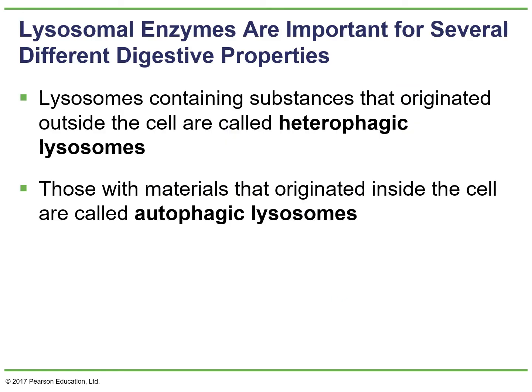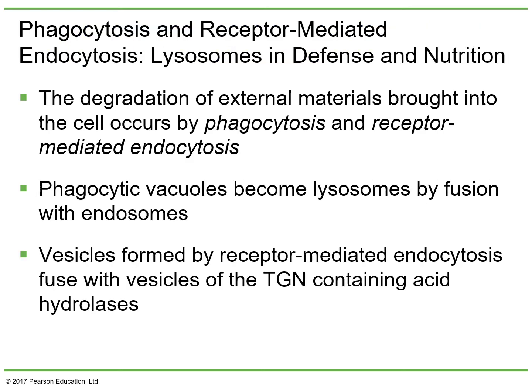Lysosomes that contain substances that originated outside the cell are called heterophagic lysosomes, and those whose materials originated inside the cell are called autophagic lysosomes. The degradation of external materials that are brought into the cell is possible by means of phagocytosis or by receptor-mediated endocytosis. In the meantime, the phagocytic vacuoles become lysosomes by fusion with endosomes that later develop or fuse with a lysosome.